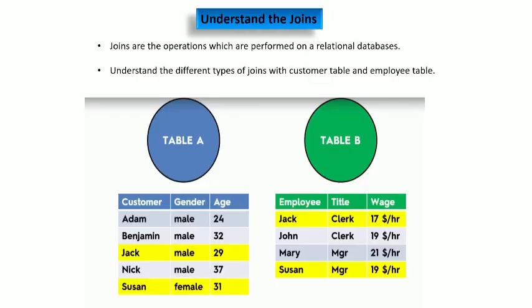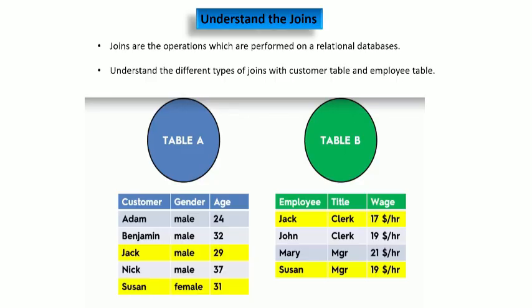All right. So I'll give you an example with these two tables. Let's suppose that we have a table A and a table B. Now, if you want to join two different tables, the important thing you should have is a common column, right? You should have a common column between these two tables, and on the basis of that common column, we will perform a join. Now in table A, we have customer name, gender, and age. And in table B, we have employee name, title, and wages, right?